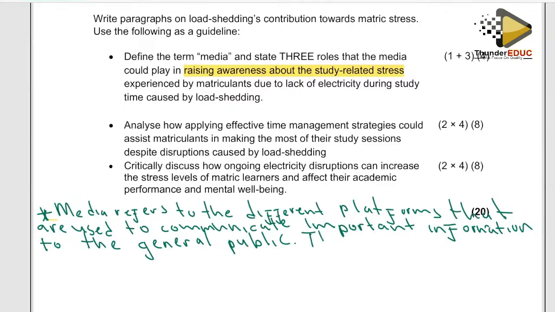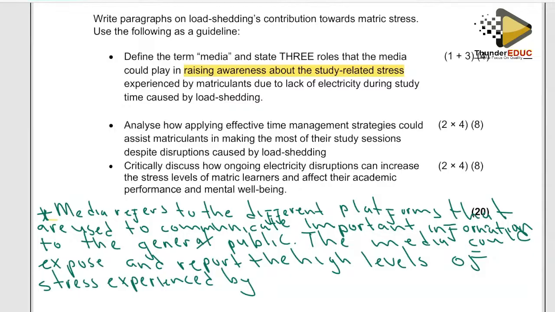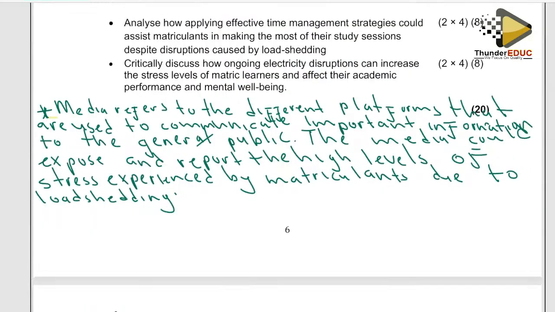So the role played by media now, the media could expose and report the high levels of stress, like that article, of stress experienced by matriculants due to load shedding. So that is the first thing which the media can do.